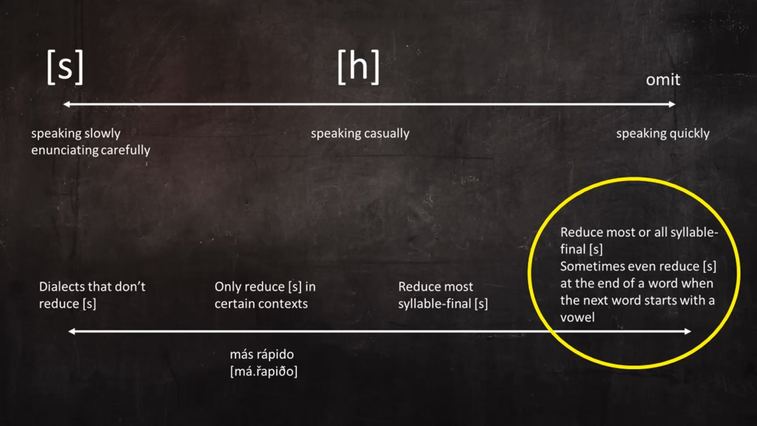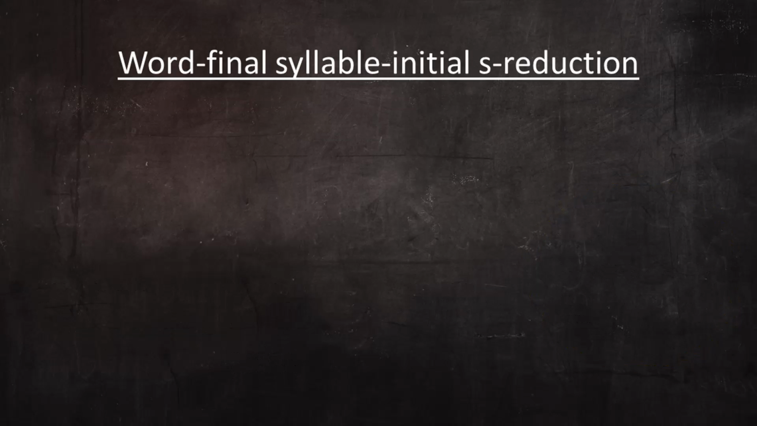On the extreme end of the spectrum, there are dialects, or sociolects within dialects, that not only reduce most or all syllable-final S's, but sometimes even reduce S at the end of a word when the next word starts with a vowel. Technically, these are syllable-initial S, since they come before a vowel, and according to the overall pattern of Spanish consonant reduction, they shouldn't be reduced. But some S-reducing dialects sometimes reduce them anyway. Here are some examples of word-final, syllable-initial S reduction.